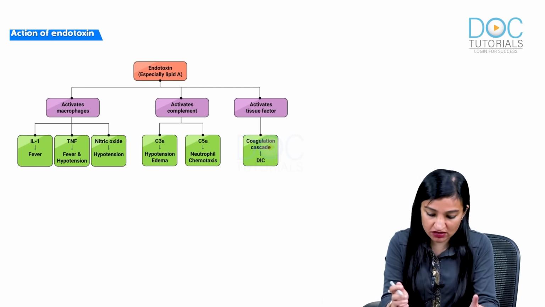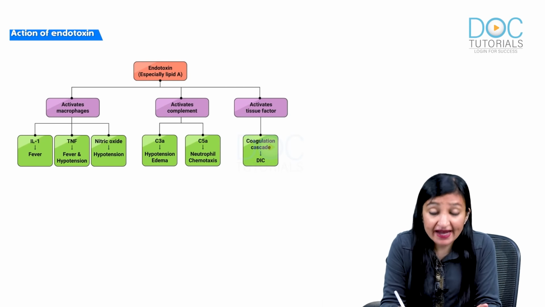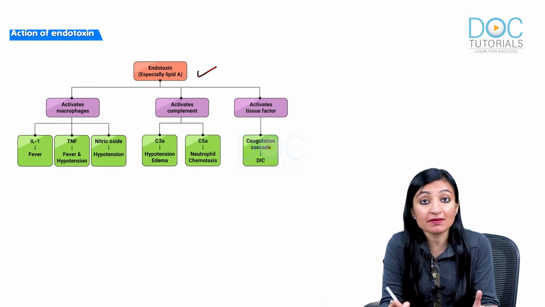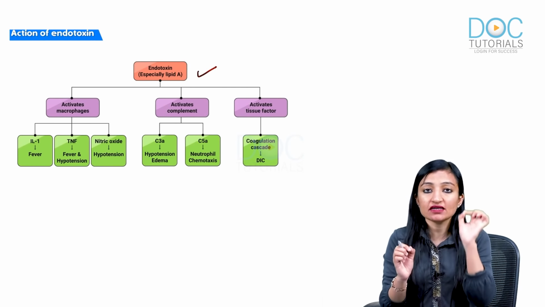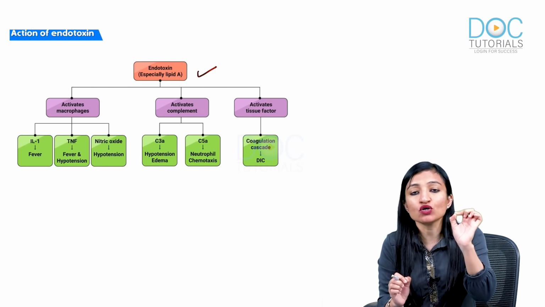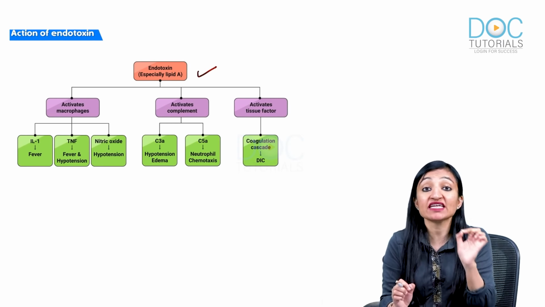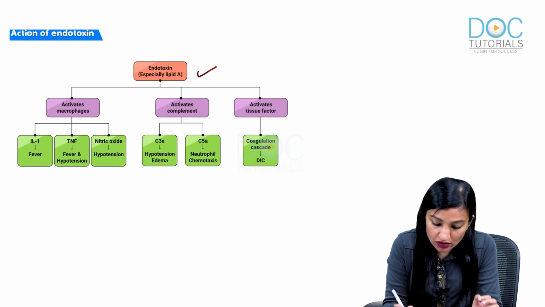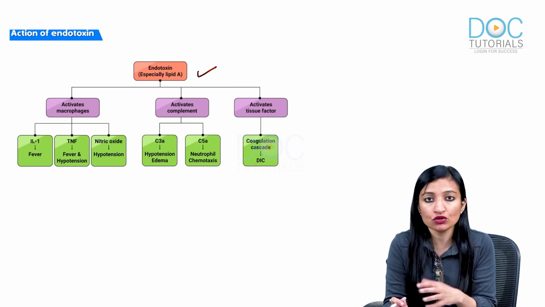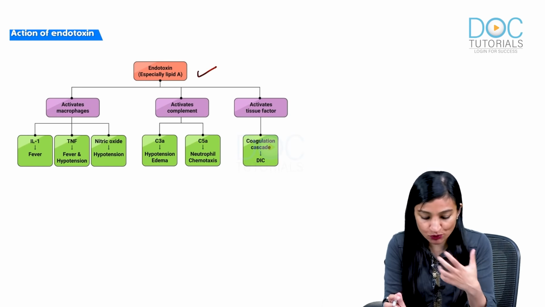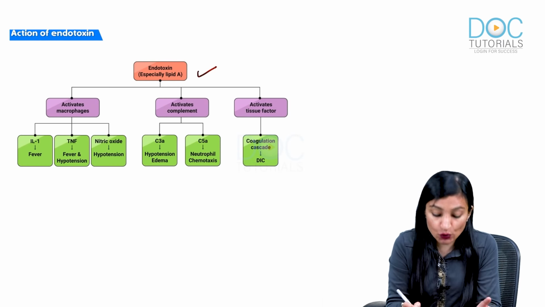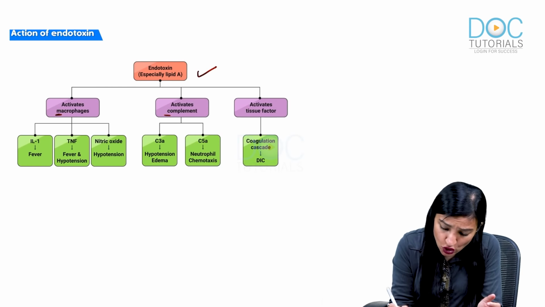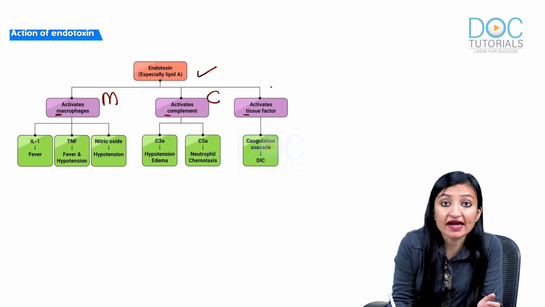Now guys, endotoxin, especially the lipid A, as I mentioned, remember lipid A should remind you of the fact that it is the A1 or the number one toxic moiety as far as endotoxin is concerned. So it is the lipid A which is going to cause all the problems to the patients. So remember, the lipid A part of the endotoxin is going to activate macrophages, complement and tissue factor. So remember it as M, C and T.